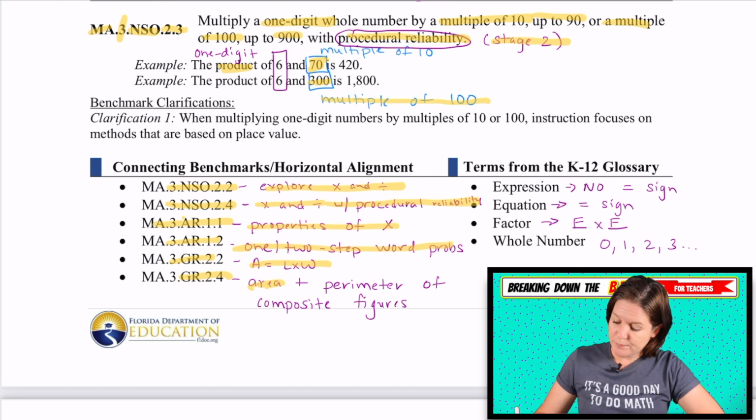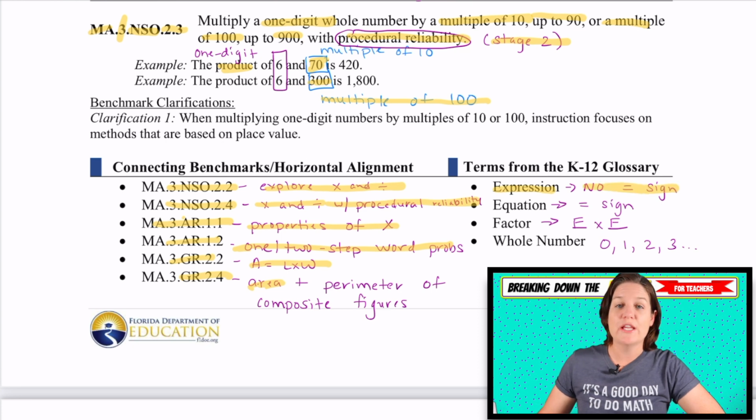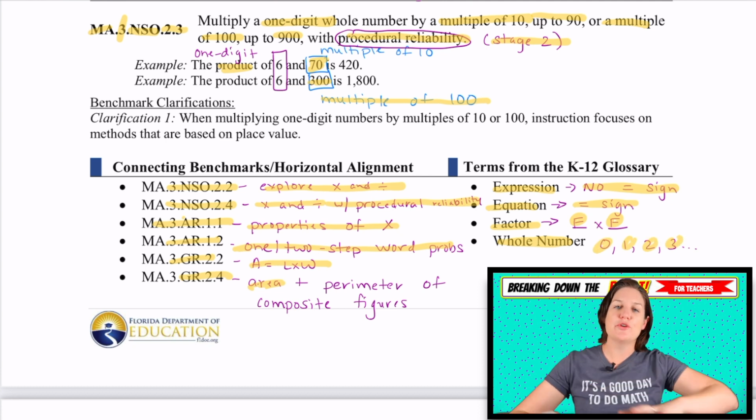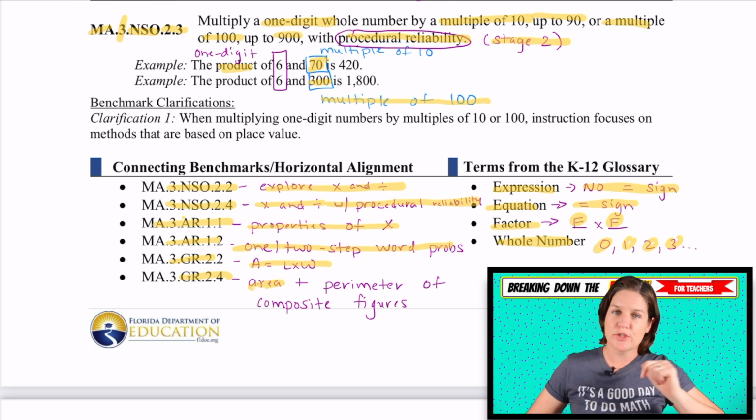Some terms. Expression means that there is no equal sign present. Equation means that there is an equal sign present. These are kind of like the shorthanded versions. Factor is what we are multiplying. Factor times factor. And whole number means 0, 1, 2, 3, 4, all the way up. No fractions, no decimals, just whole numbers.